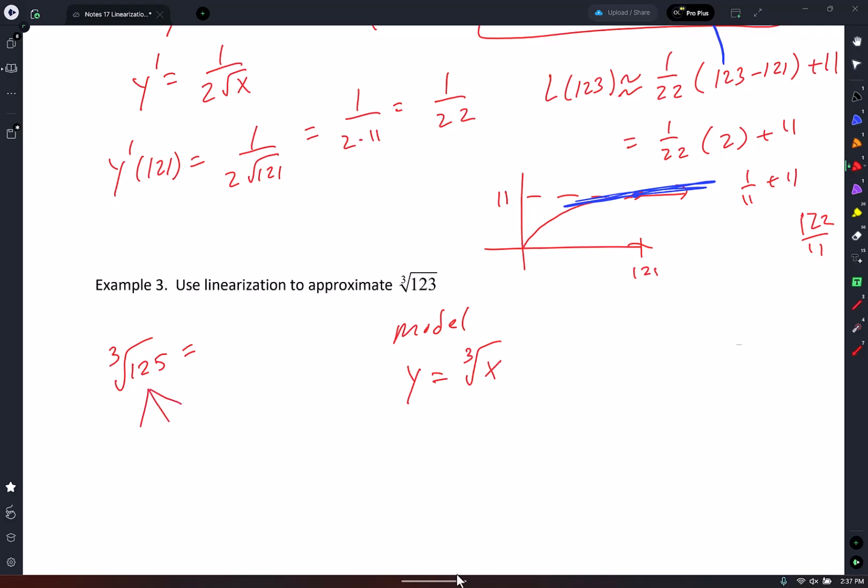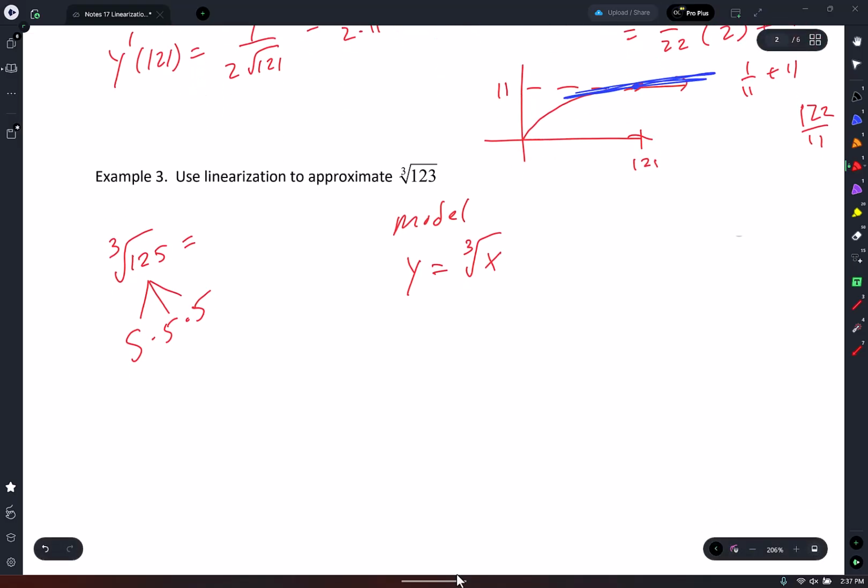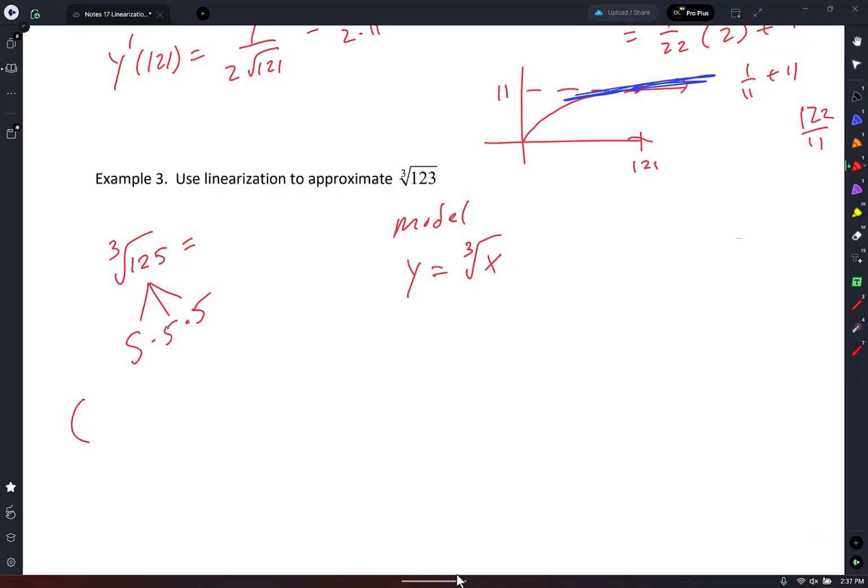Some number times some number times some number gives you 125. 5. I didn't hear you, you got to be courageous. Okay, my point: 125, comma, 5. Because my model is y equals the cube root of x, and the cube root of 125 is 5. Are we still okay? All right, so I have a point.